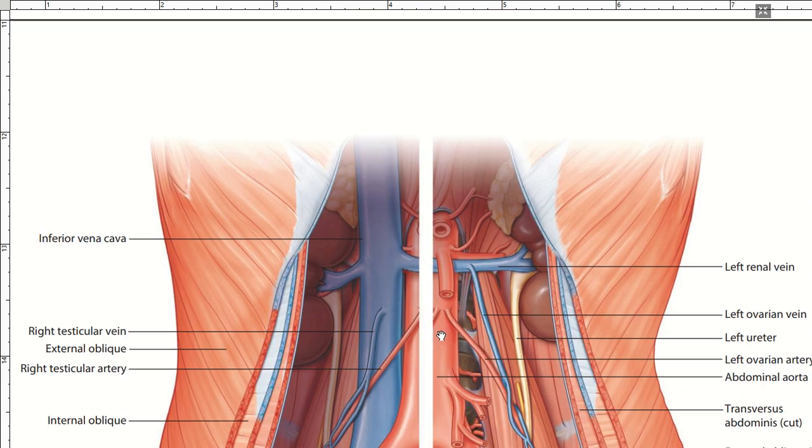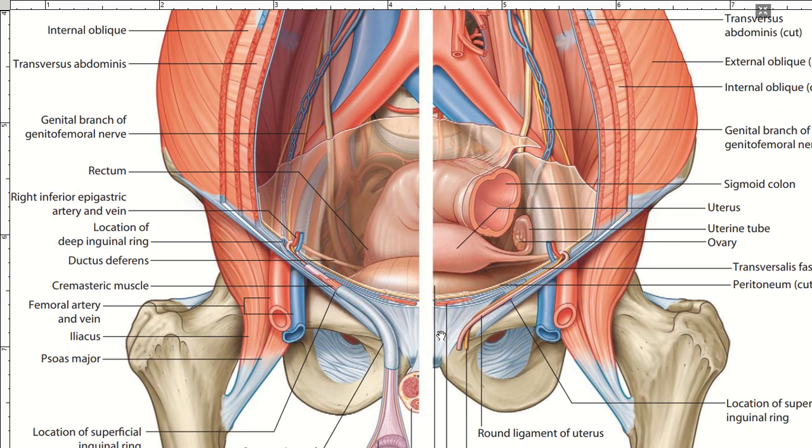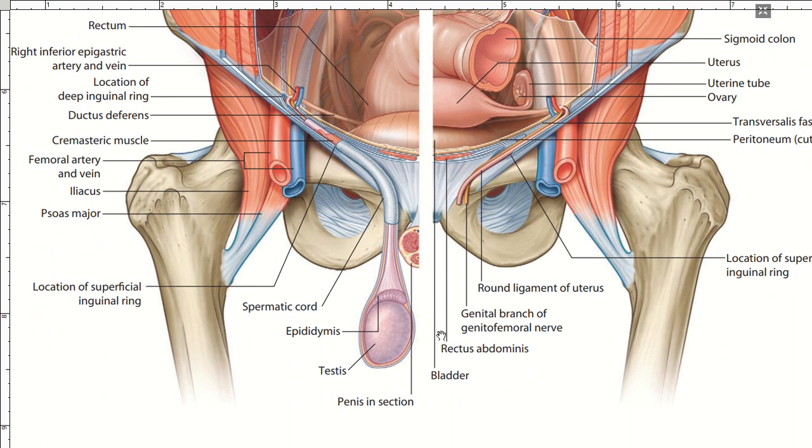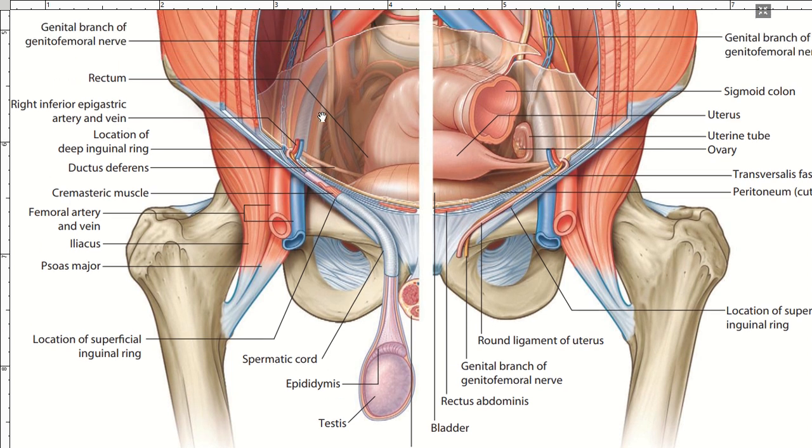Let's take a look more deeply. This is a beautiful diagram. On this side, I have the male anatomy, and this is the female anatomy. I'm mainly concerned about this inguinal region. You understand? Right.